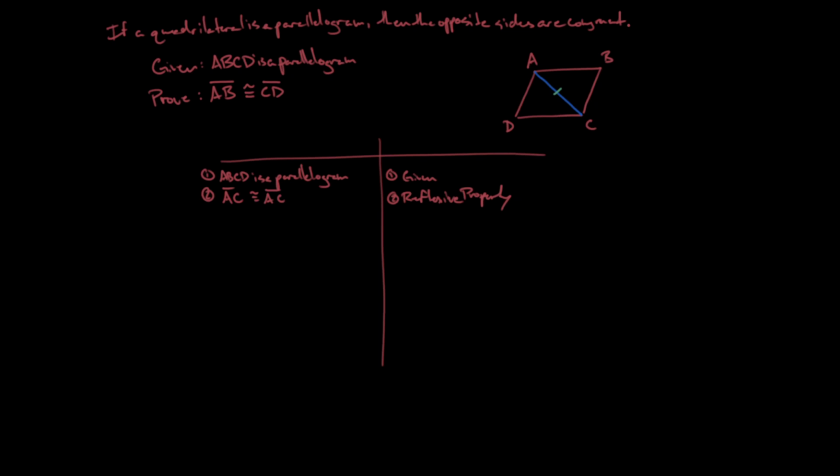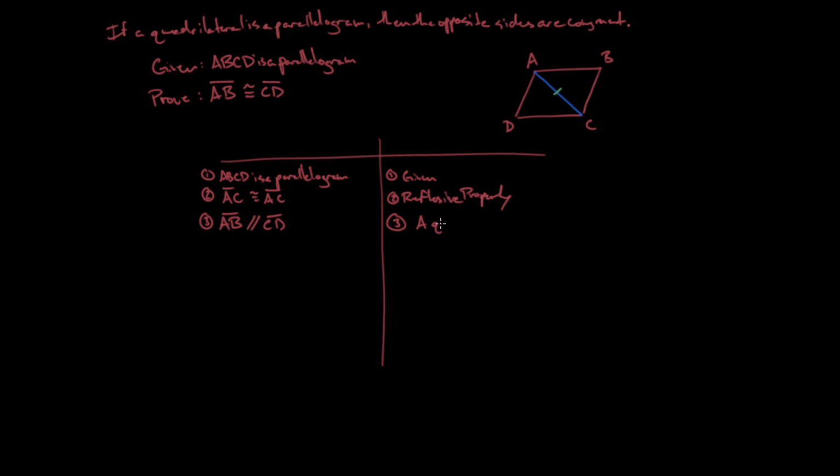So what do I know about parallelograms? The only thing I really know at this point is that there's a definition, which is that the opposite sides are parallel. So I'm going to have to use that to my advantage. I'm going to make a statement that AB and CD are parallel to each other. AB is parallel to CD. And my reason for that will be the definition of a parallelogram.